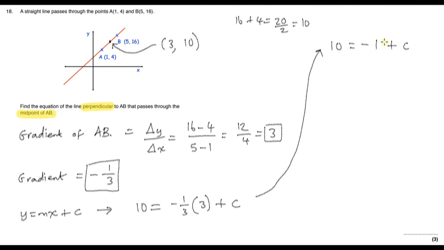And then if we get c on its own, if we add 1 to both sides, we have 11 is equal to c. So now we've got our y-intercept. So we've got our gradient, we've got our y-intercept. So the equation of the line will be y is equal to negative 1/3 x plus 11. So that will be my answer. Y is equal to negative 1/3 x plus 11.